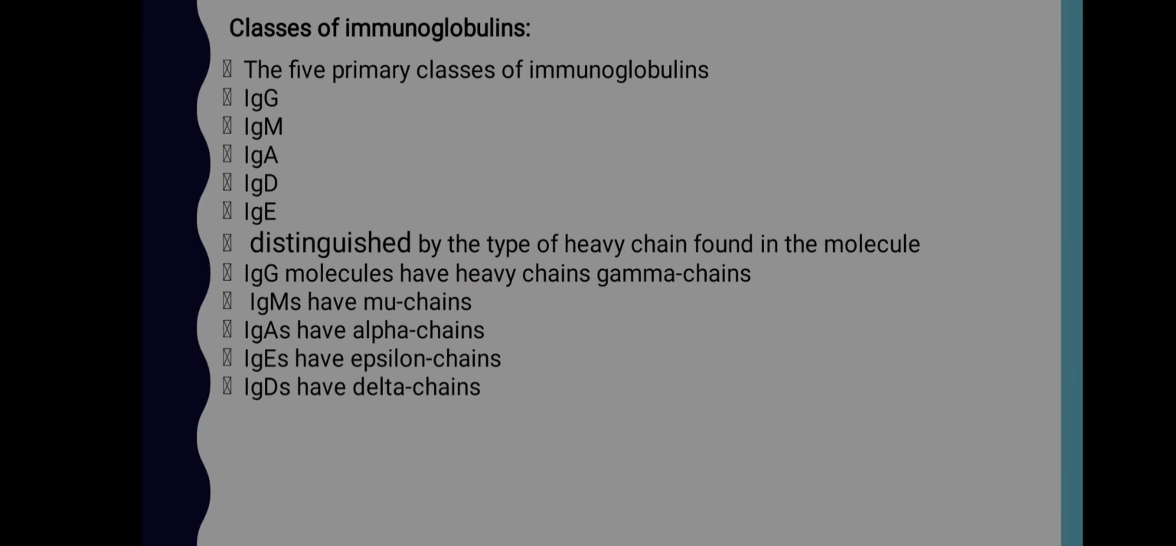Classes. There are five main classes: IgG, IgM, IgA, IgD, IgE, and these are distinguished by the heavy chain found in the molecules. IgG has the gamma chain, IgM has the mu chain, IgA has alpha, IgE has epsilon, and IgD has the delta chain.